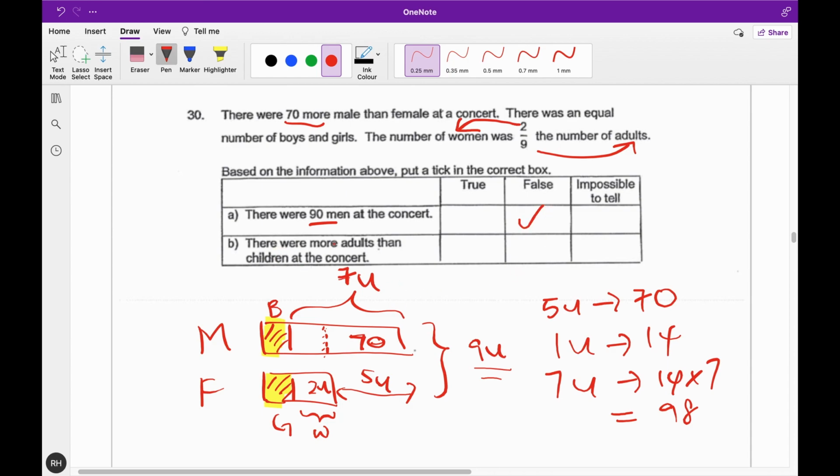Part B, there were more adults than children at the concert. Okay, this is impossible to tell because we don't know the total number of males and females, neither do we know the number of boys and girls. So if we can't minus to find the number of boys and girls, then we can't compare, right, for the adults and children. They only tell us it's the same, but we don't know how many, right? So the answer is impossible to tell.